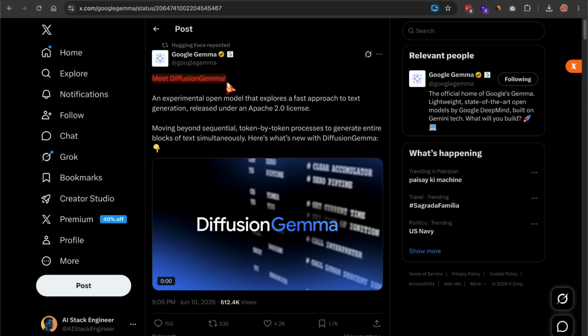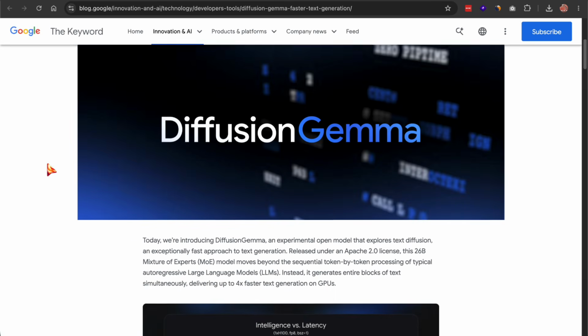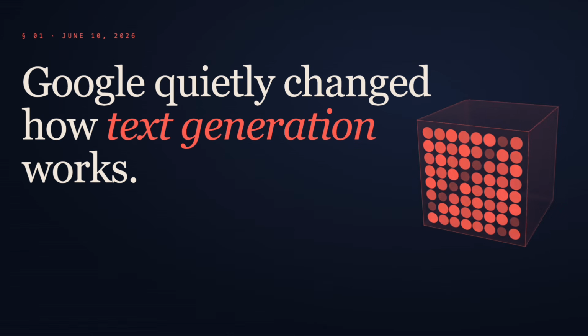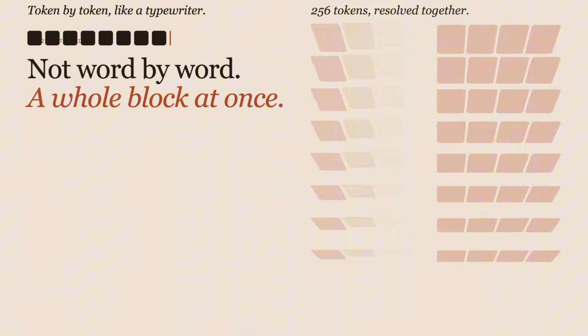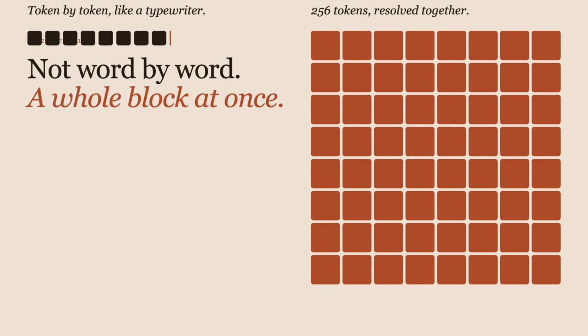Google put out something on June 10 that changes how text generation actually works. It's called DiffusionGemma. It's an open model that writes text the way AI image generators make pictures, not word by word. It generates a whole block at once and then cleans it up over a few passes. The result is up to 4 times faster output on a regular GPU.